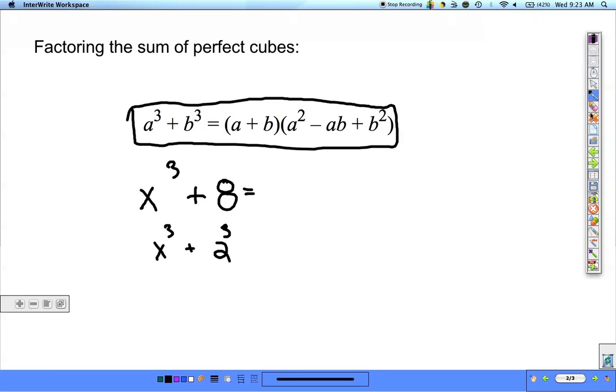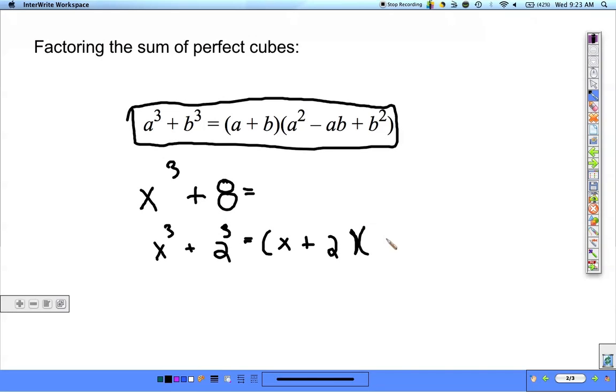And now I'm just going to use that relationship to fill in the rest of the formula. So in my first set of parentheses, my first factor, I'm just going to have x, because x takes the place of a, plus 2, because 2 takes the place of b. And since I have addition in between my two cubes, then this is always going to be, of course, addition.